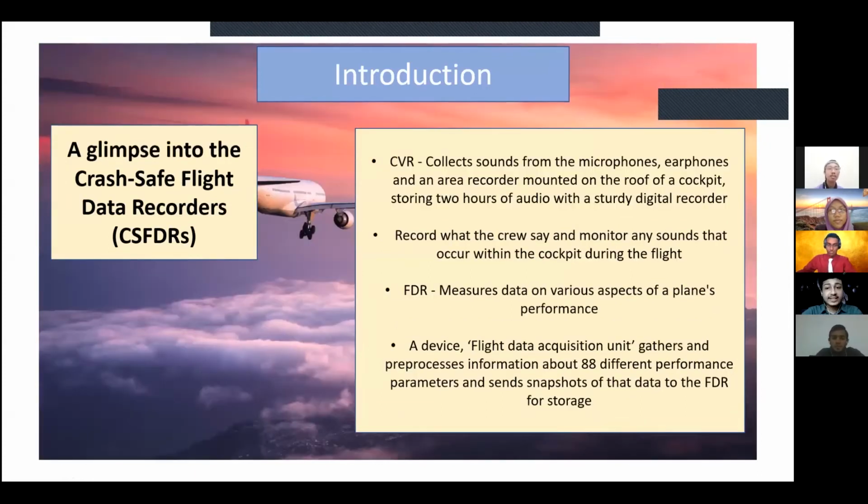CVR collects all kinds of sounds inside the aircraft for 2 hours, and that is its main usage. And FDR measures data on various aspects of a plane's performance, and it uses a flight data acquisition unit, which consists of 88 different performance parameters, and all this data is sent to FDR storage.